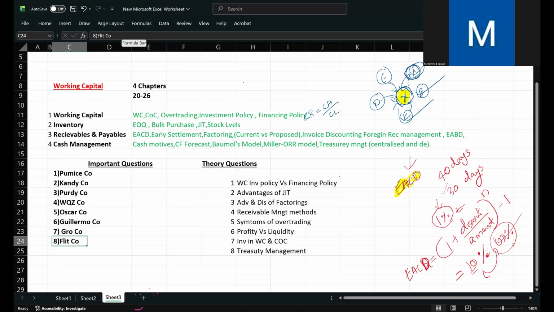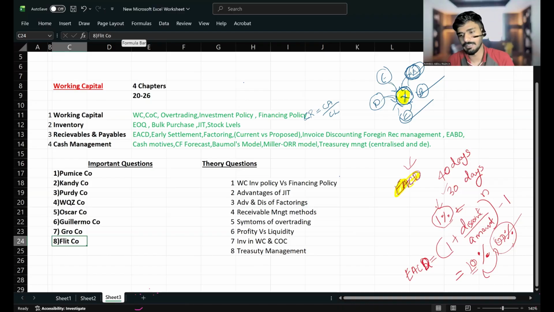Yes, sir. So, sir, this overdraft is for yearly or short-term? Overdraft should be the yearly overdraft interest rate. The percentage of interest that should be paid on the overdraft yearly. You have to compare both the overdraft interest rate and EACD. Then only you can give discount.